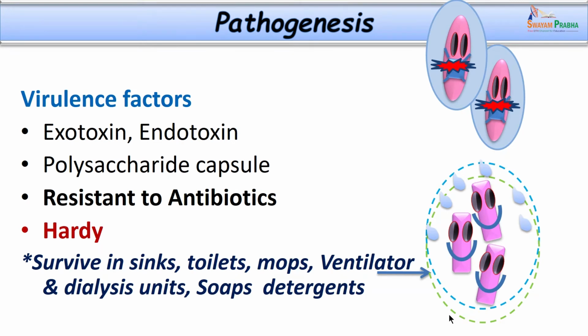Let me repeat that they may be found in the sink, toilet, on the mops, on the floor, ventilator units, dialysis units, soaps, detergent, antiseptic, you take anything, they are present on that, and that is the reason we have explored some of the detergents and the antiseptics for devising the selective media for Pseudomonas organisms.